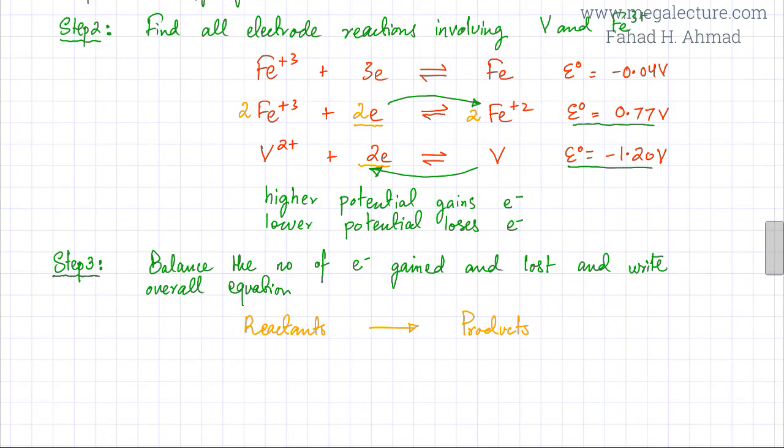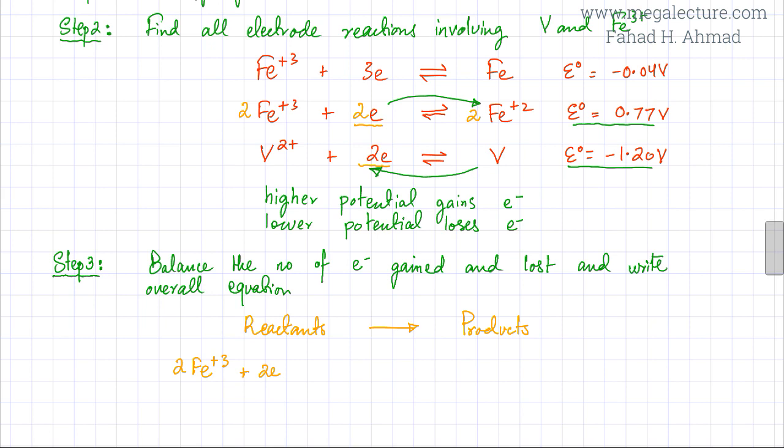Once the electrons gained and lost become equal, what you just need to do is write an overall equation. You just sum up the reactants and sum up the products, and that would be your overall equation. So in the first reaction, your reactants are the 2Fe3+ and 2 electrons. So those are your reactants. I'm going to write that down. It's going to be 2Fe3+ plus 2 electrons.